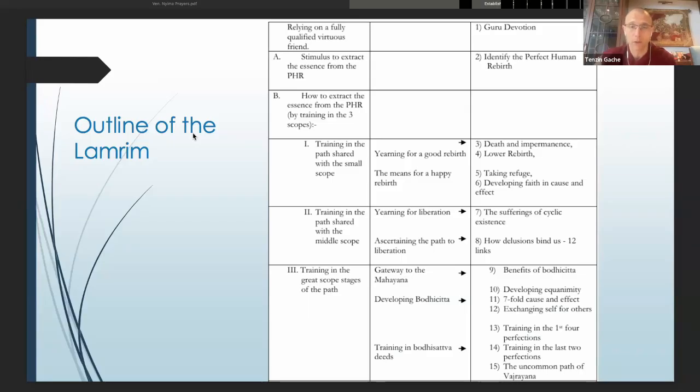And then we have the middle scope, which is thinking not just about this lifetime, not just about future lifetimes, but thinking that even if I had a positive rebirth, even if I was born in the best circumstances, it's still not satisfactory. And one of the main reasons is that it's impermanent. It's not going to last forever. So again, I'll have to be born somewhere else. And then do I just want that to go on forever? But then thinking, even if it was the best circumstance, in the end, it's not so great.